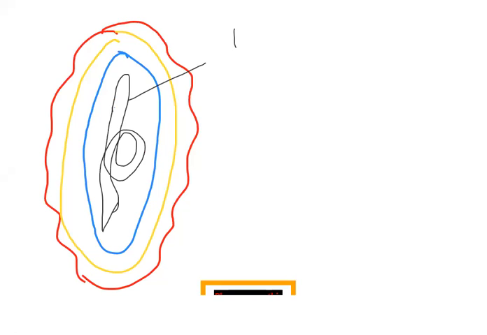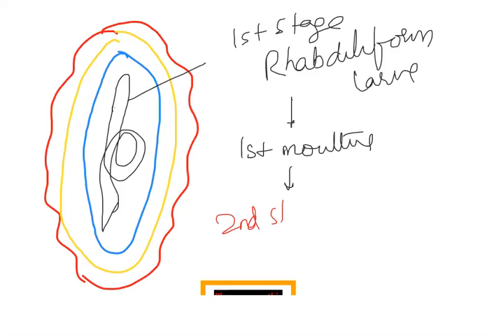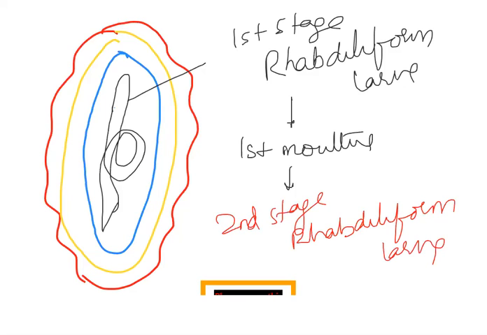The first stage rhabditiform larva is formed here itself, in the egg. We call the larval form of Ascaris a rhabditiform larva. This first stage rhabditiform larva will undergo first molting and result in the formation of the second stage rhabditiform larva. Itself in the egg we find this second stage rhabditiform larva, and in this stage the second stage rhabditiform larva is considered the infective stage.